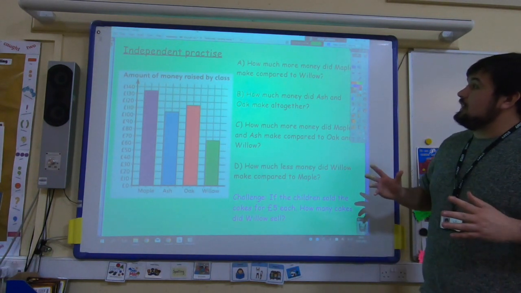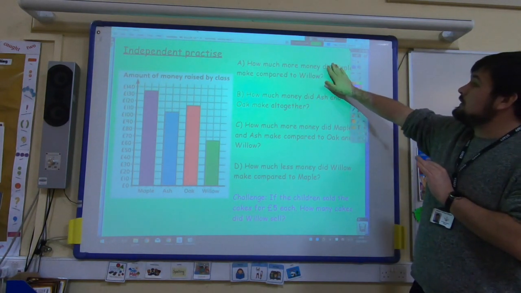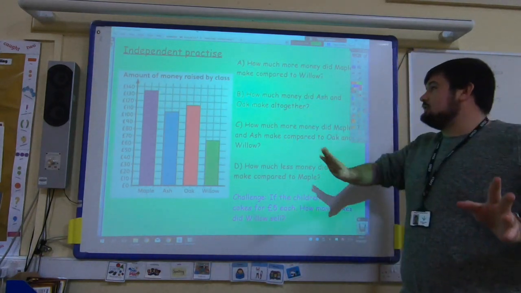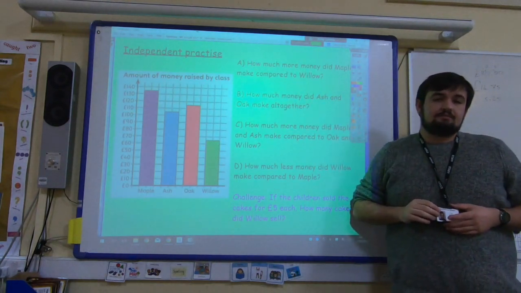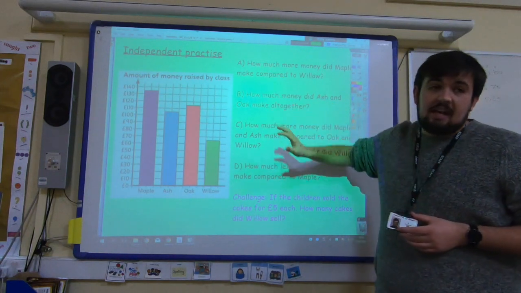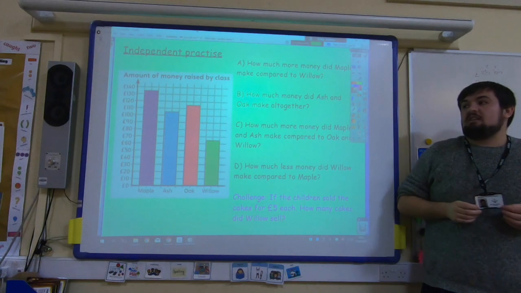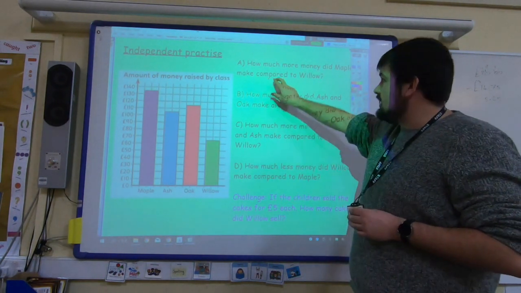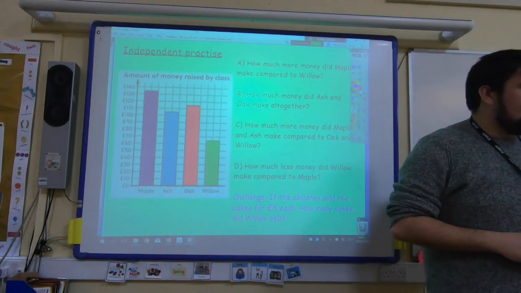So let's have a look then. How much money did Maple make compared to Willow? Freya, what do I need to do for this one? Because we spoke about that word compared. What's that a hint for? Yeah, we're going to do a subtraction. If my question has compared in, 9 times out of 10 it means we're going to be doing a subtraction. Only on a very, very small chance will it be where we're adding. Most of the time it will always be subtraction. We're always going to be taking away.